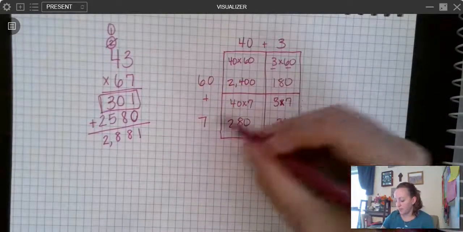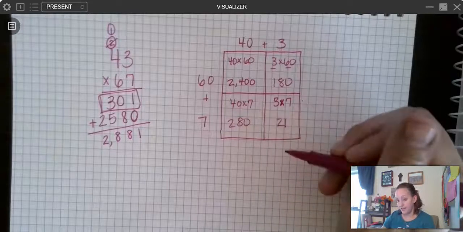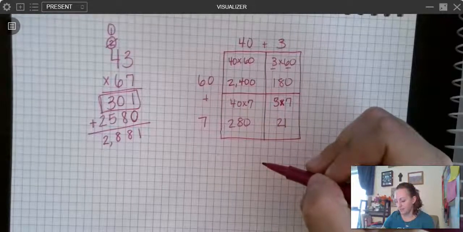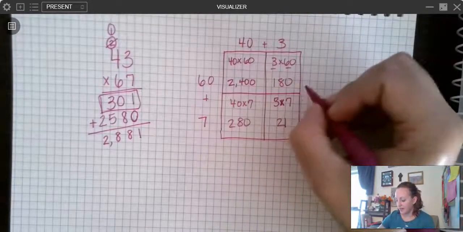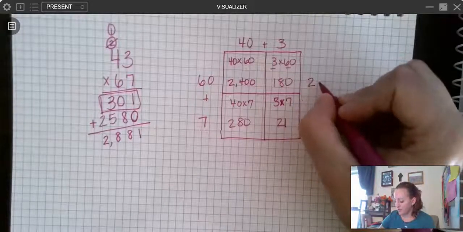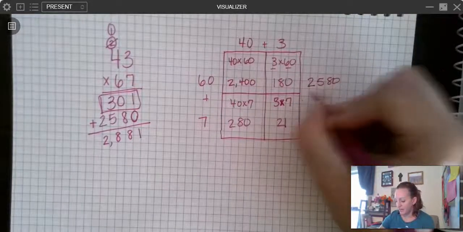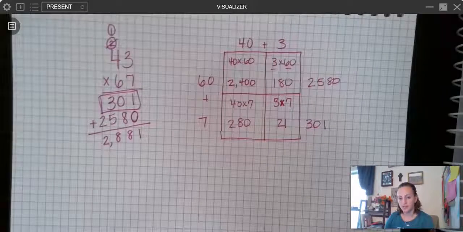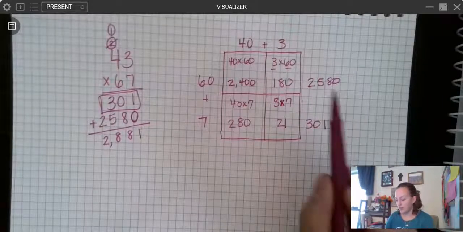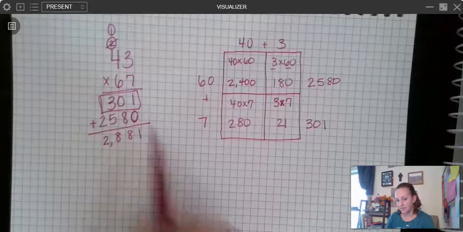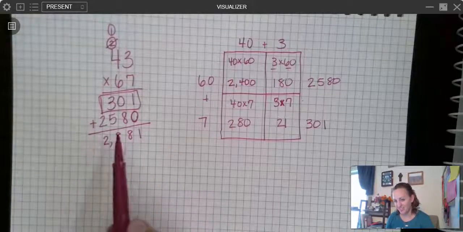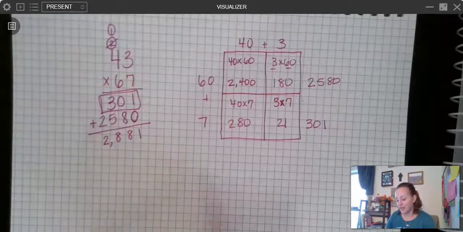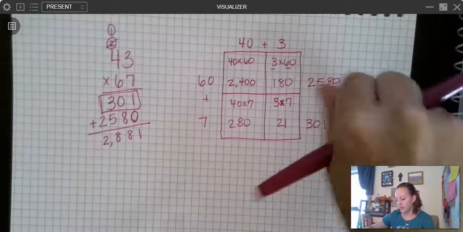Let's look at what I can do. I can add across or I can add down. Watch what happens when I add across. All right, I have 2,580 up here, and I have 301 down here. Do you notice what I have over here as my partial products? 2,580, 301. All right, they're written in the opposite order, but that's because, think about it up here.